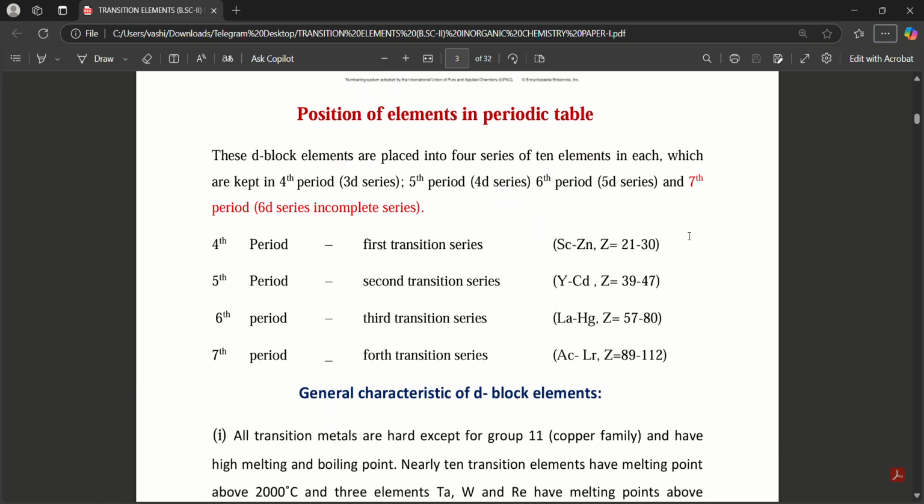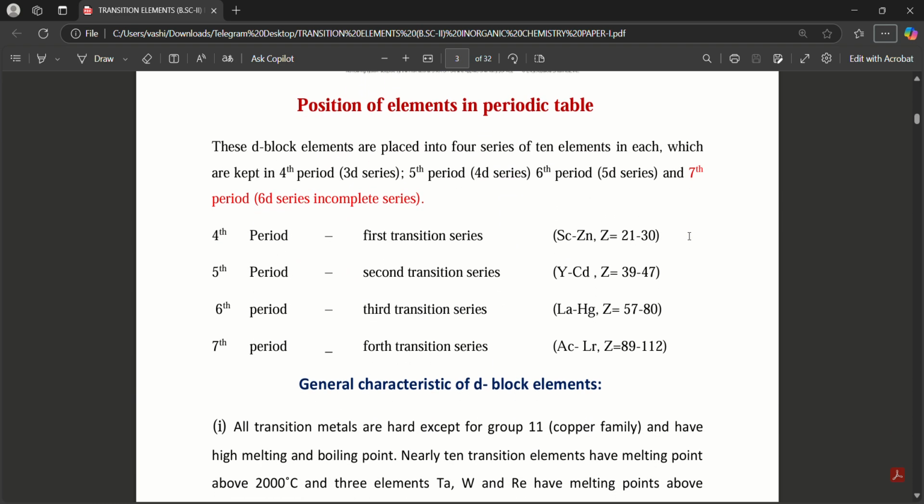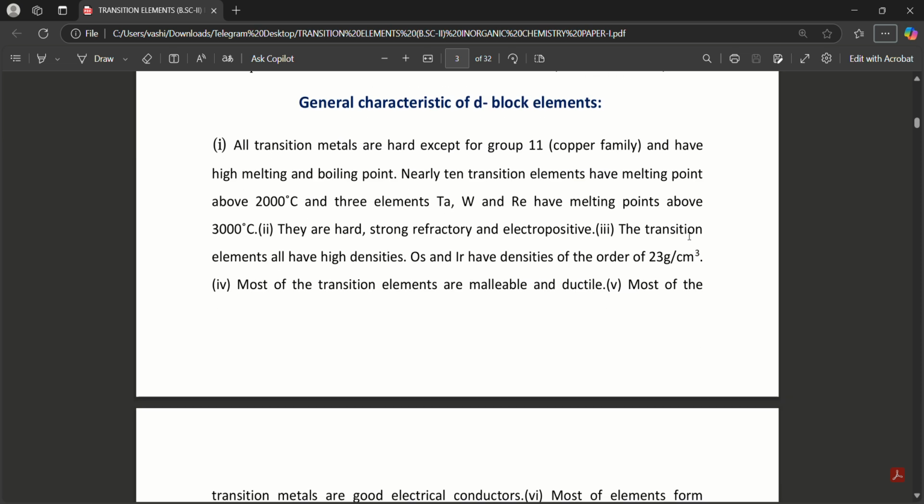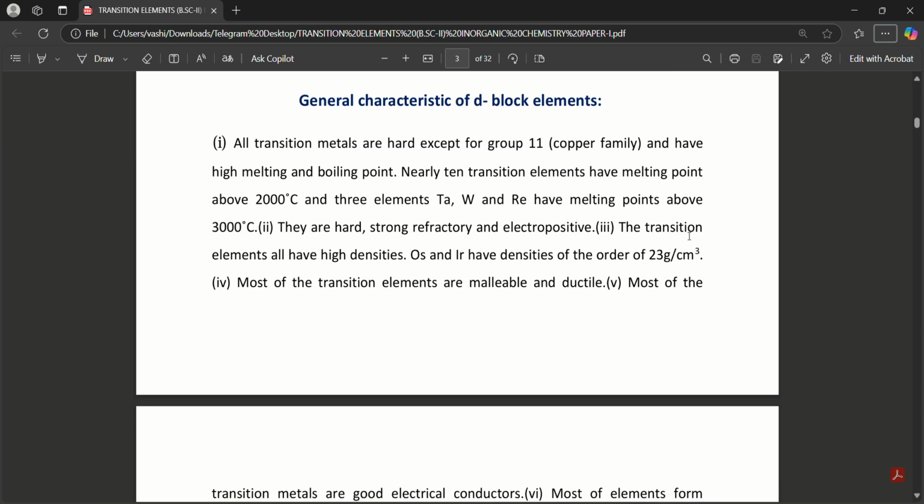Position of elements in the periodic table. These d block elements are placed into 4 series of 10 elements each, which are kept in the 4th period as the 3d series, the 5th period as the 4d series, the 6th period as the 5d series and the 7th period as the 6d series, an incomplete series. The 4th period is the first transition series, the 5th period the second, the 6th period the third, and the 7th period the fourth transition series. General characteristics of d block elements.